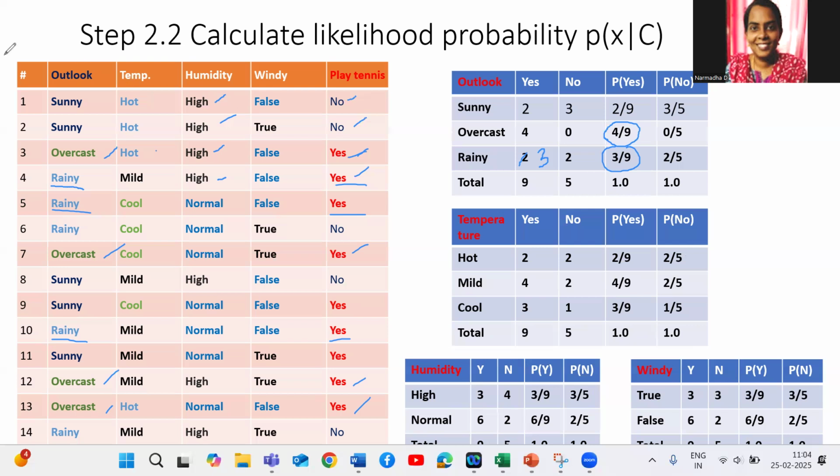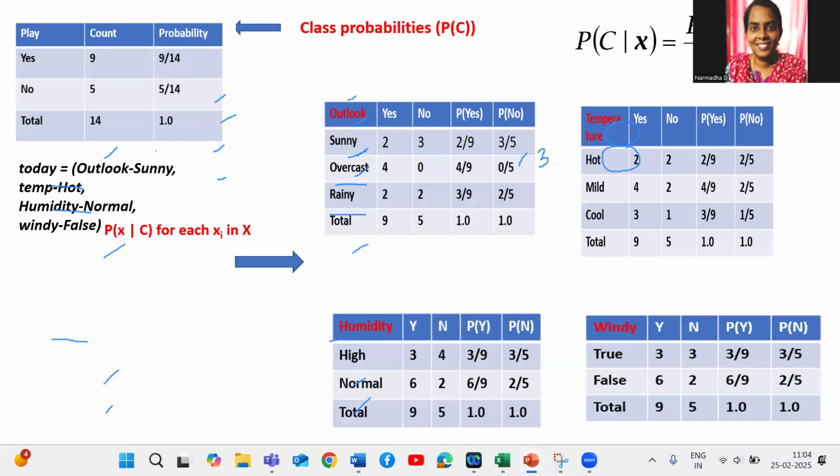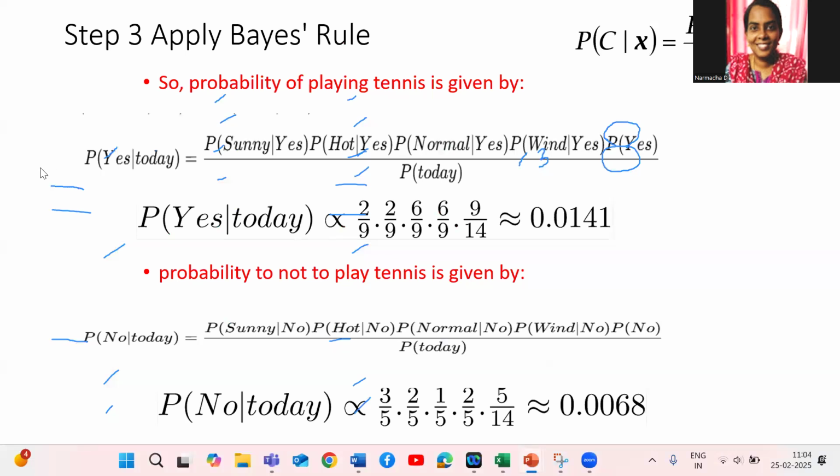Now after doing the calculation of the likelihood probability, given this instance, we have to calculate the outcome. These are all the input features: the outlook is sunny, temperature is hot, humidity is normal, wind is equal to false. Now moving on to the testing phase. These are all the calculated probabilities and the class probability estimates we have already calculated. Now we have to find the outcome according to the Bayes theorem, the probability of playing tennis.